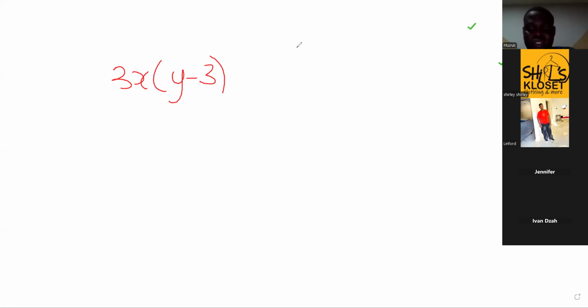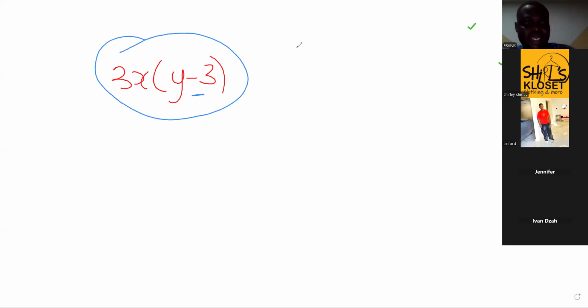Okay, so now watch carefully. There is the minus indication here. That shows that y and 3 are different terms. But because they are all multiplying 3x, it makes it one term. Remember, we said if you have 2 terms and all the 2 terms are being multiplied by one term, it makes it one term. So in fact, in this expression, we have one term, because the y minus 3, which is 2 terms, is being multiplied by 3x. That makes it one term.